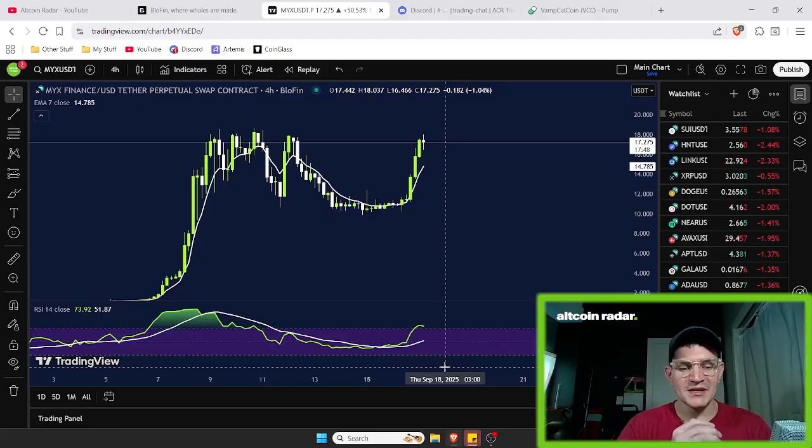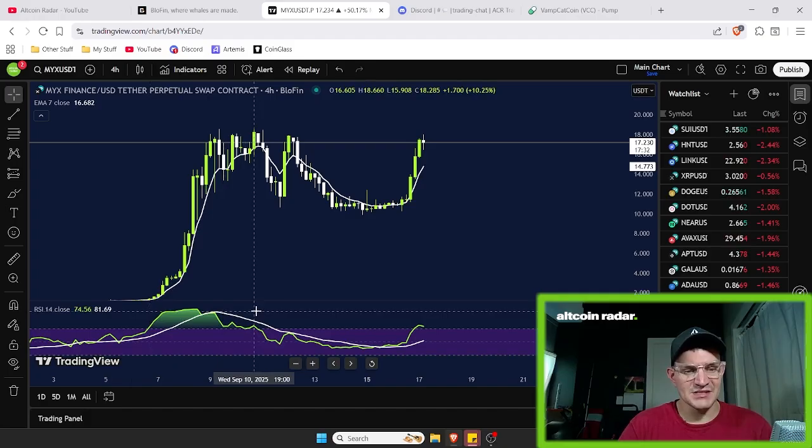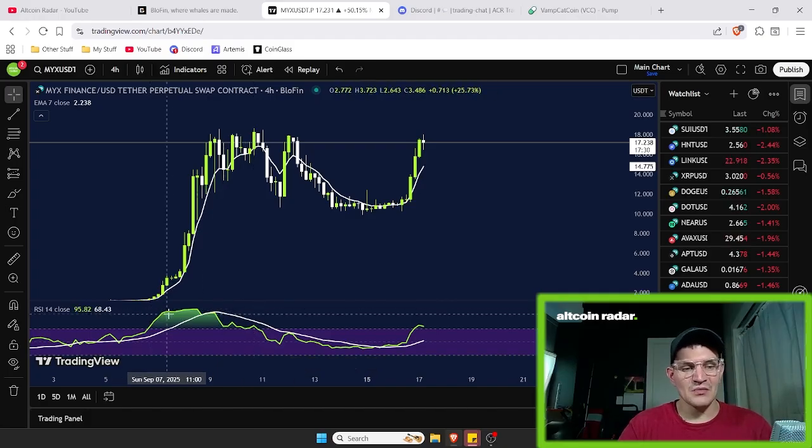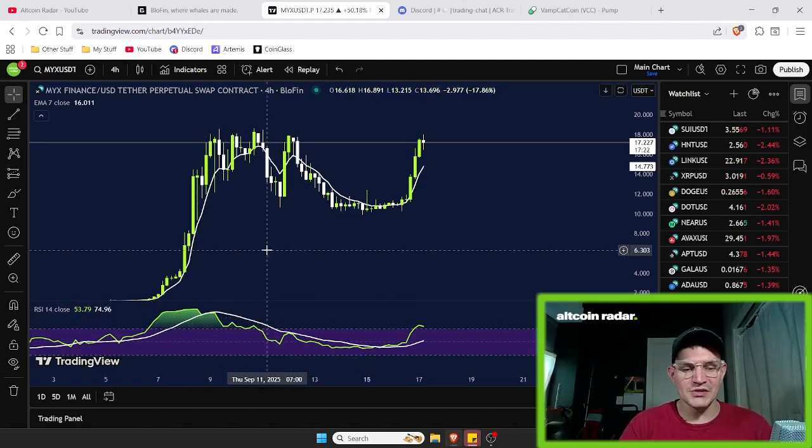However, something to keep in mind with using the RSI is that coins can stay overbought or oversold for extended periods of time. As you guys can clearly see right here, this coin was overbought from September 6th all the way until September 10th. So this coin stayed in way overbought territory for about 4 days straight before it actually started to come down. All right. So you need to keep that in mind when you are trading and using the RSI indicator.